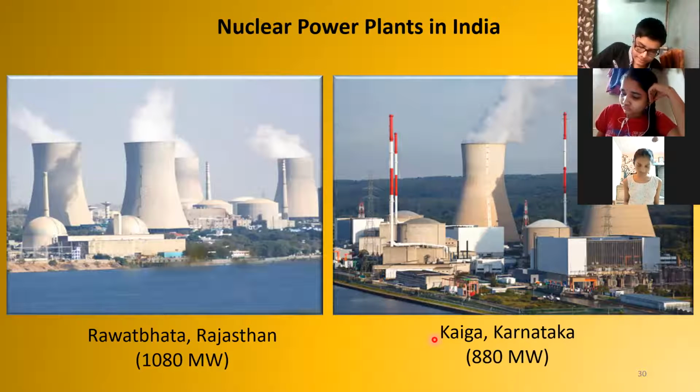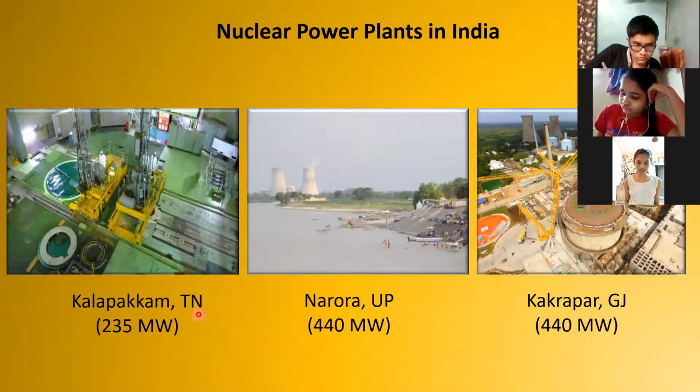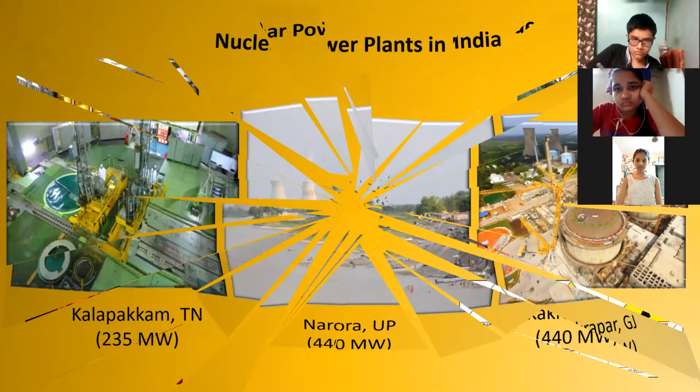That's always safe. Then you have Kalpakkam in Tamil Nadu, 235 megawatts, followed by Narora in Uttar Pradesh, 440 megawatts, Kakrapar in Gujarat, 440 megawatts. So we can learn as a list.